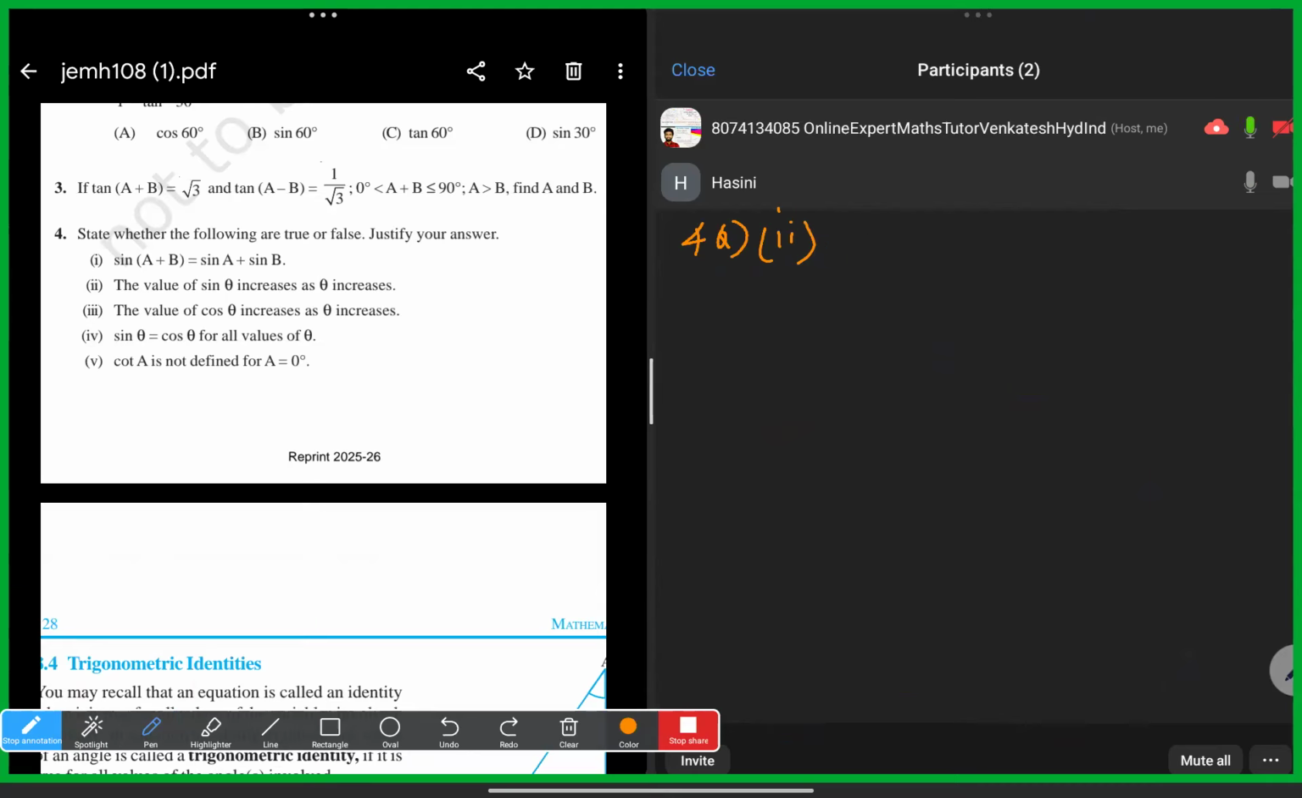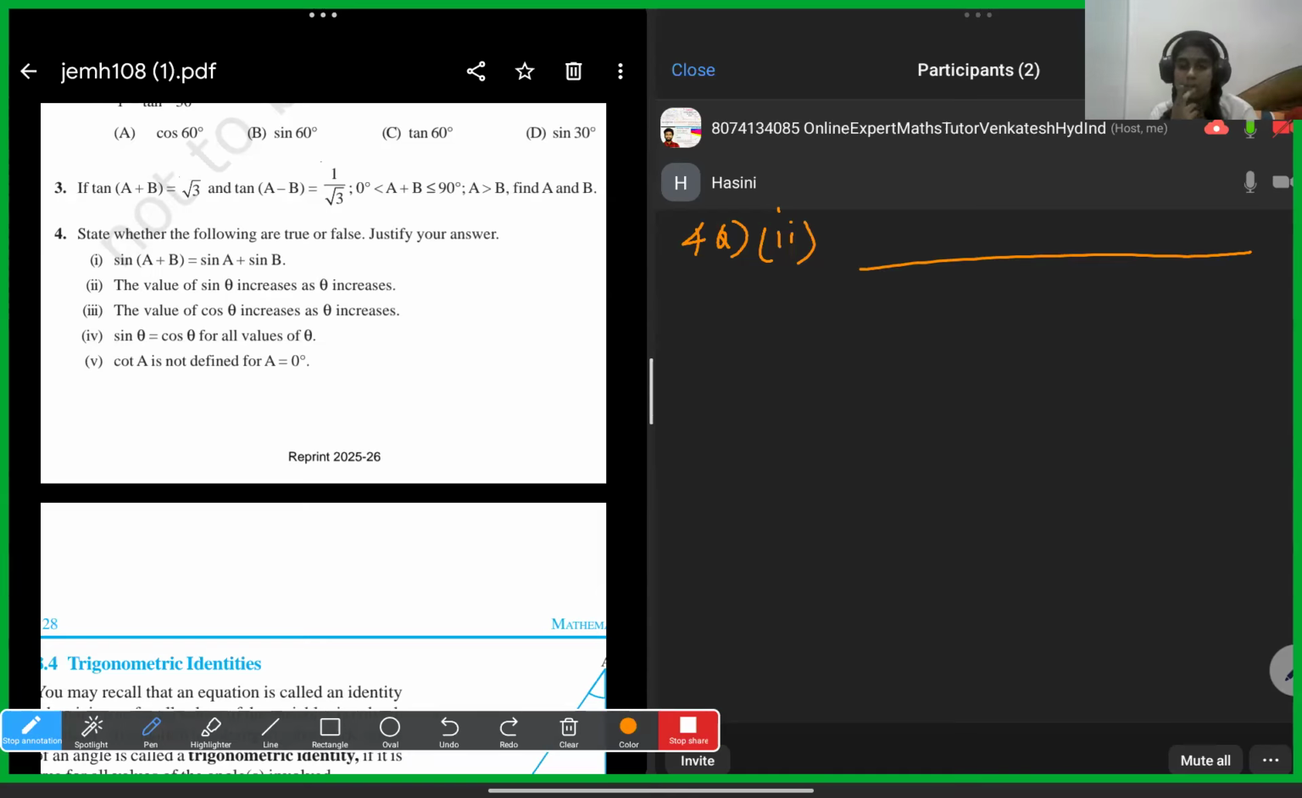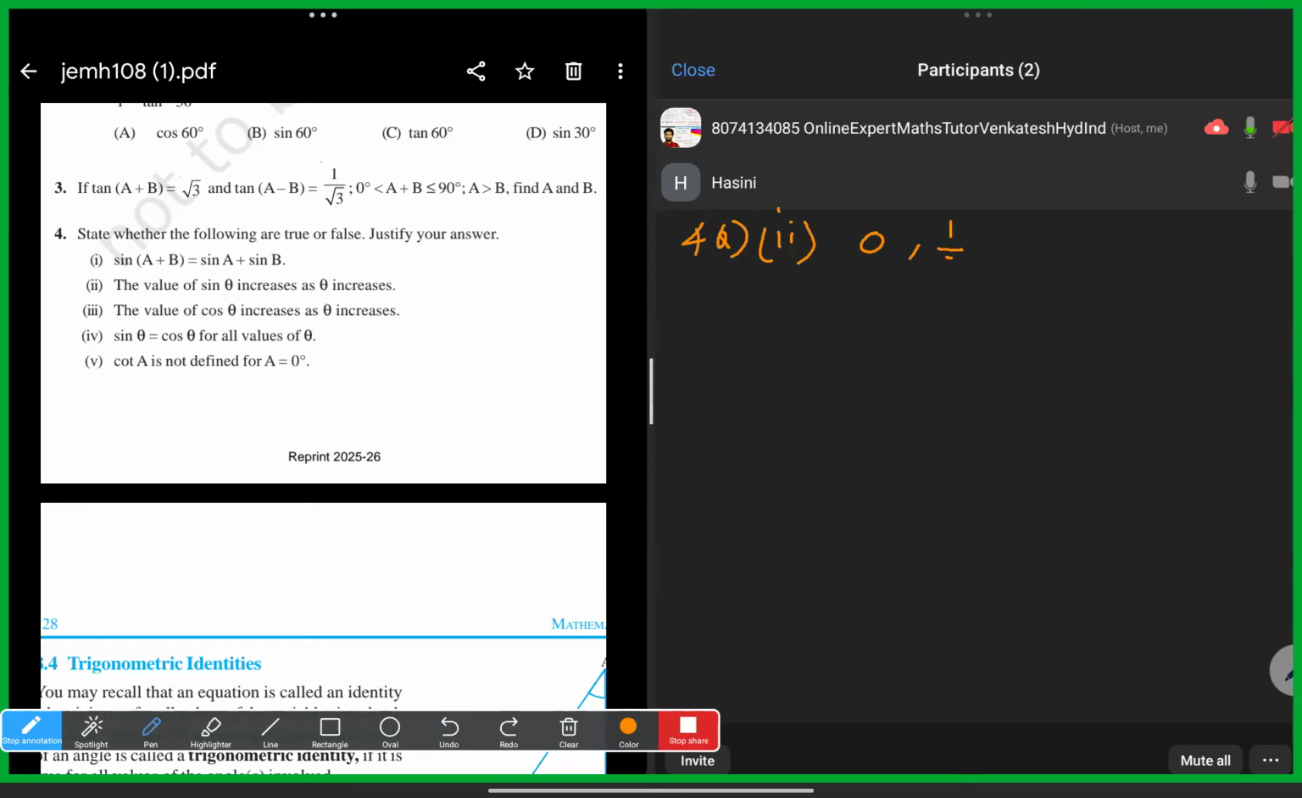Once tell the sine row, Hasni, the first row: 0, 1 by 2, 1 by root 2, root 3 by 2, and 1. Yes, Hasni. So clearly, if you observe, this is 0 degrees, 30 degrees, sine 30, sine 45, sine 60, sine 90. Correct, Hasni?